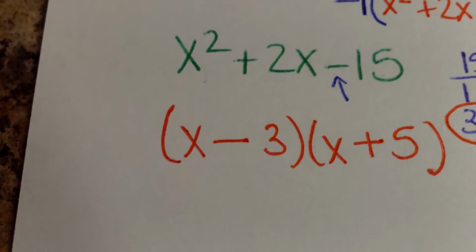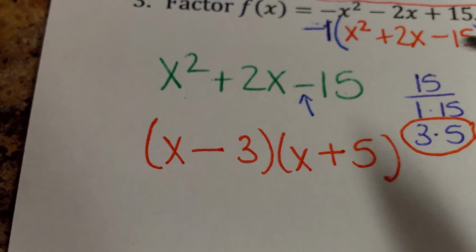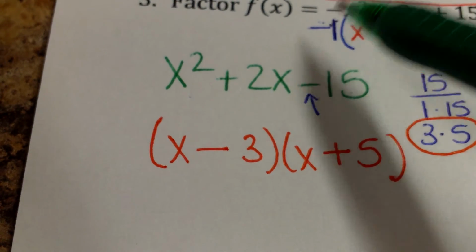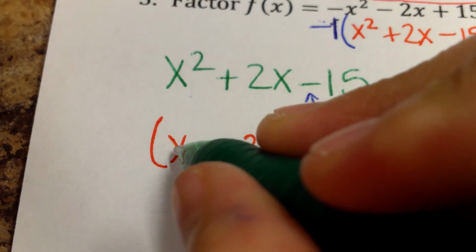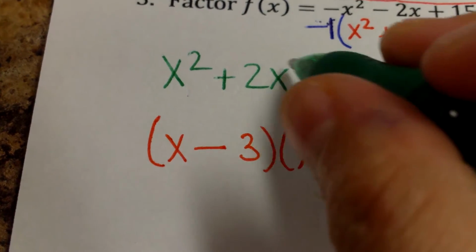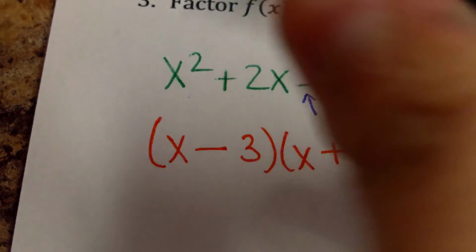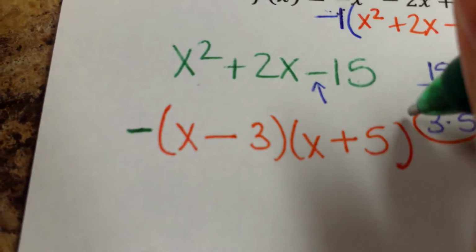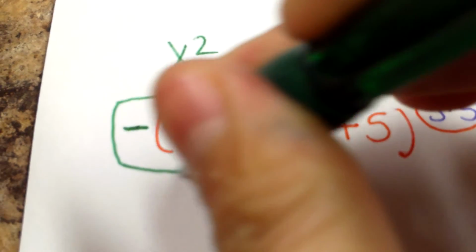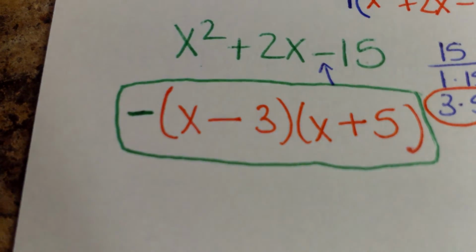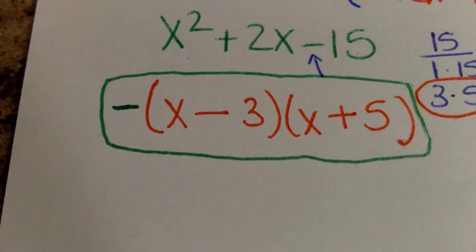Oh wait, I forgot something. We forgot the -1 from the very beginning, because if I do FOIL here, x times x is positive x squared, and our answer has a negative, so we need to make sure we have that negative in the front. And there's your answer for factoring. Pretty simple.